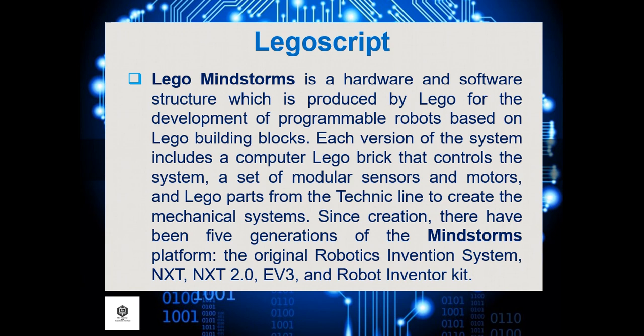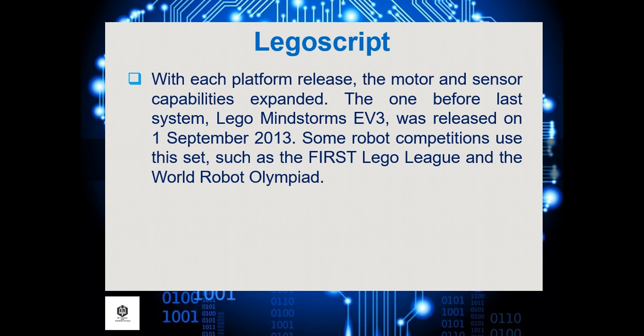Since creation, there have been five generations of the Mindstorms platform: the original Robotics Invention System, NXT, NXT 2.0, EV3, and Robot Inventor Kit. With each platform release, the motor and sensor capabilities expanded. The one before last system, LEGO Mindstorms EV3, was released on September 1, 2013. Some robot competitions use this set, such as the FIRST LEGO League and the World Robot Olympiad.